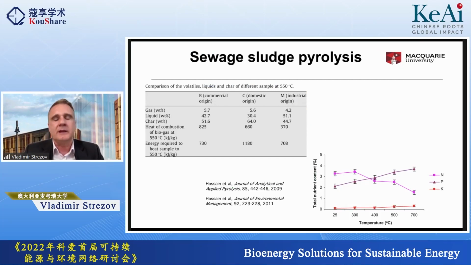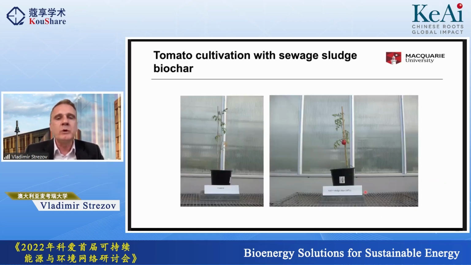that we then processed with pyrolysis. We use different types of sewage from commercial, domestic, and industrial origin, and look at their quality, not only in energy efficiency in terms of converting them to biochar, but also in nutrient retention potential. And then we cultivate it. This is the control without sludge biochar. This is with sludge biochar. We cultivate food crops, tomatoes in this case, but we also cultivated energy crops, with an assumption that we can use the biochar in a marginal soil to cultivate the energy crops.